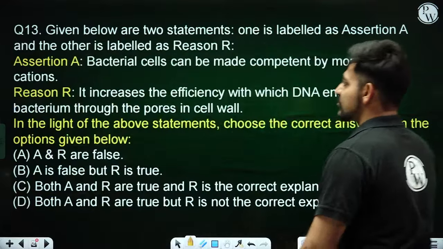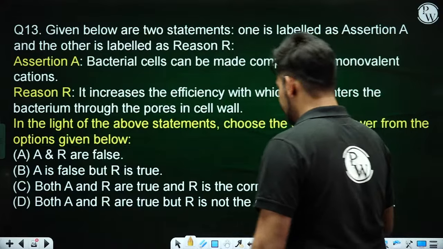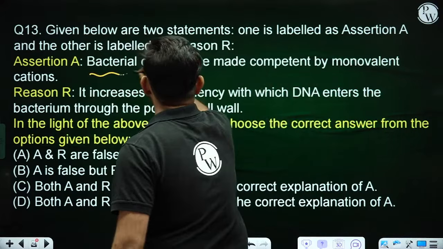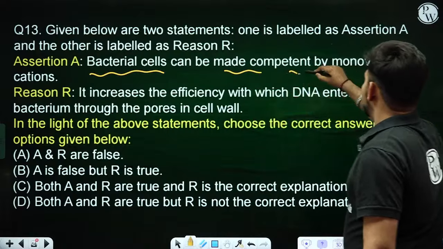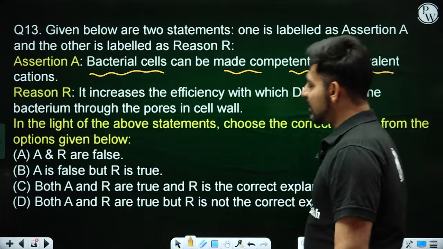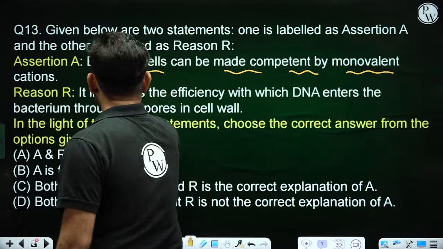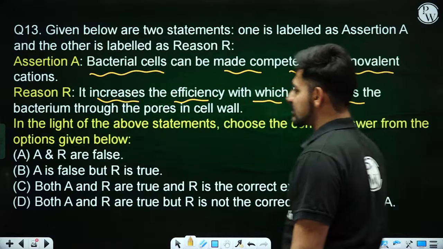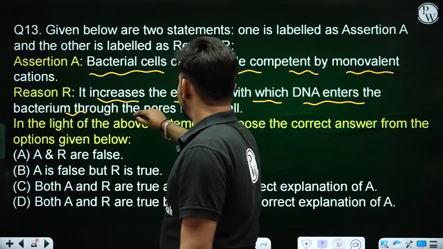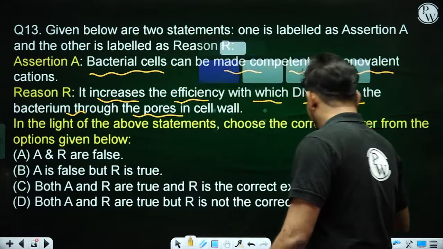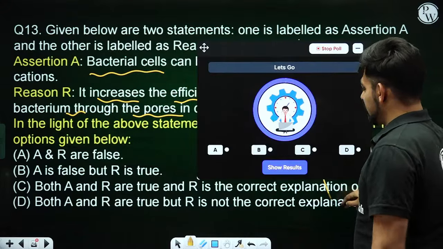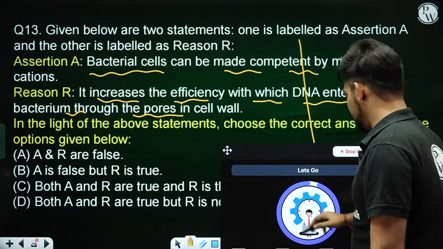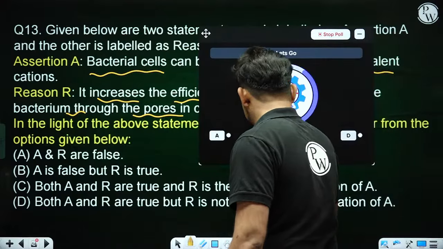Now coming to the next question, another assertion and reason. Bacterial cells can be made competent by monovalent cations. It increases the efficiency with which DNA enters the bacterium through the pores of the cell wall. Now let's see how many of you can give the right answer for this particular question.